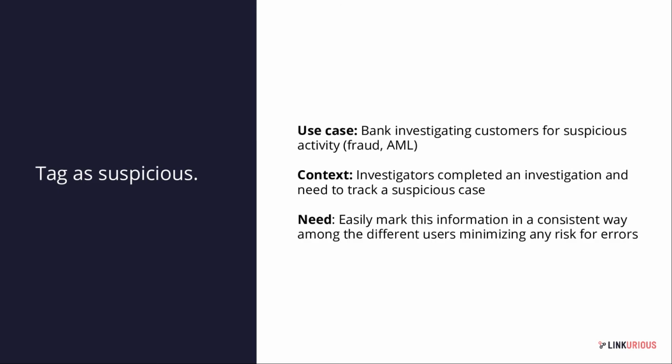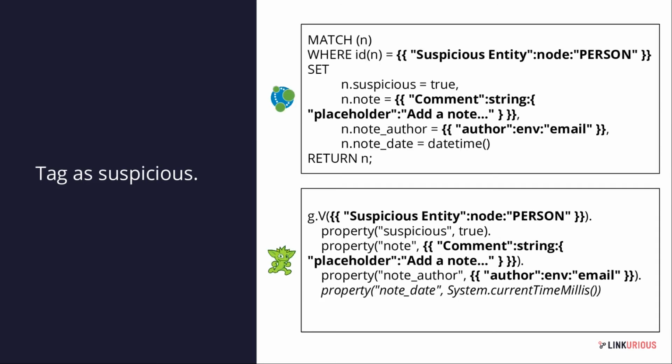Let's go back to the slide and see the code behind. Here, as usual, the first parameter is the node. Then we just have a parameter that is a string. In this case, I use the placeholder just to have a little text within the box suggesting to the user what to type in. Then I used the environment variable to get the email of the user. And at the end, I just used a function from the database to get the current time.